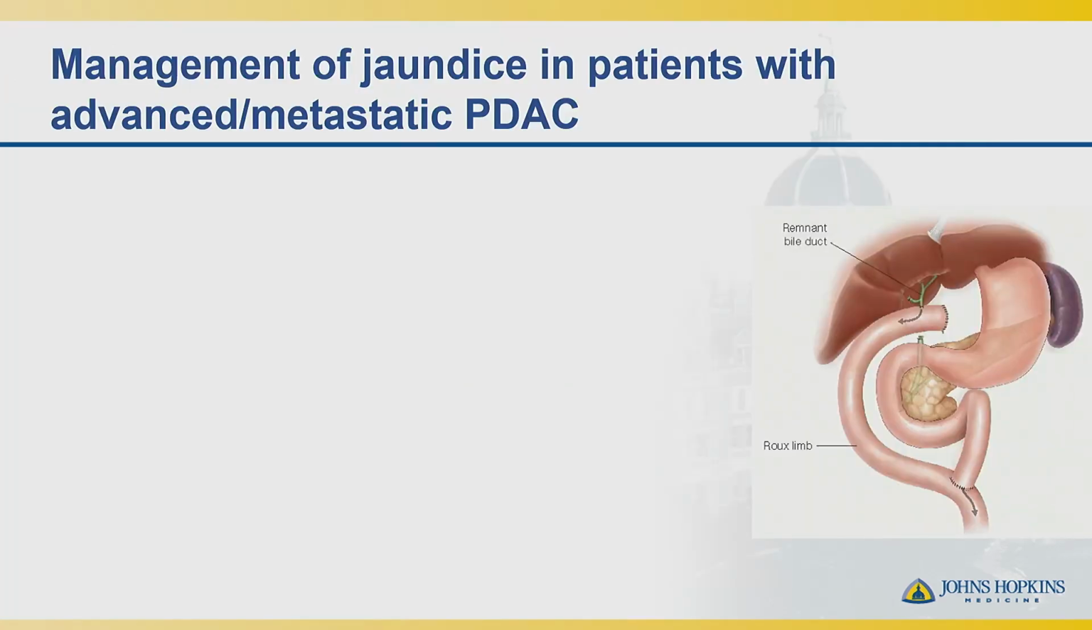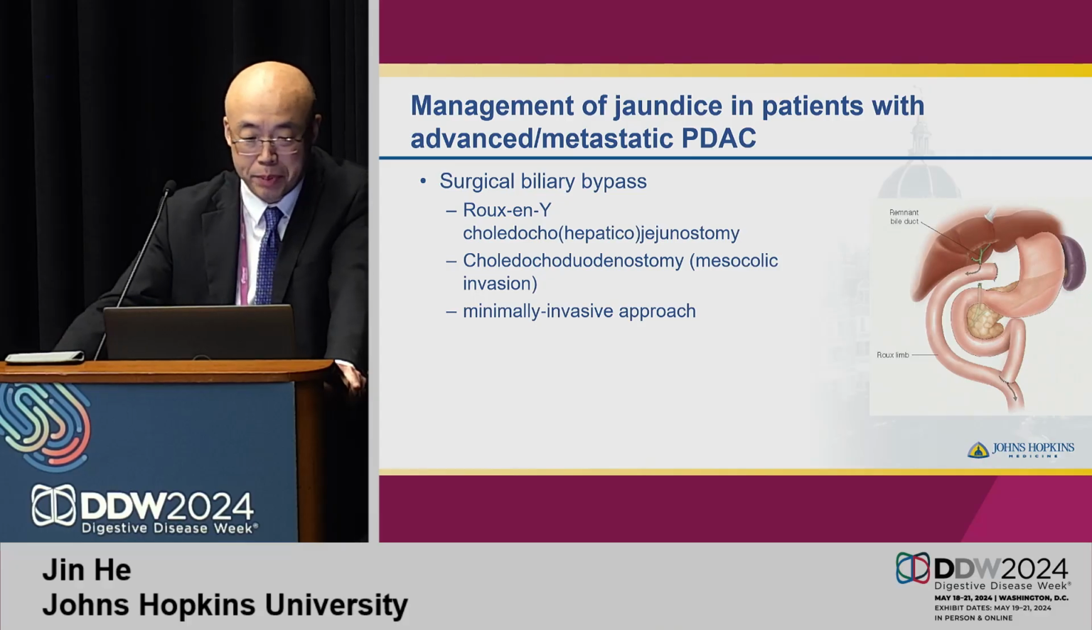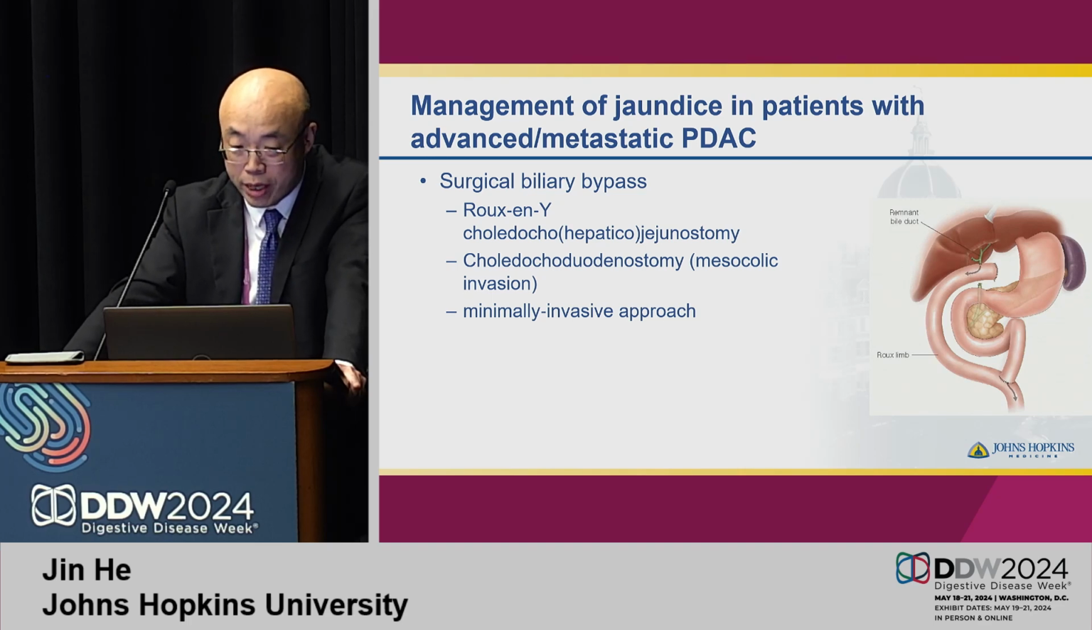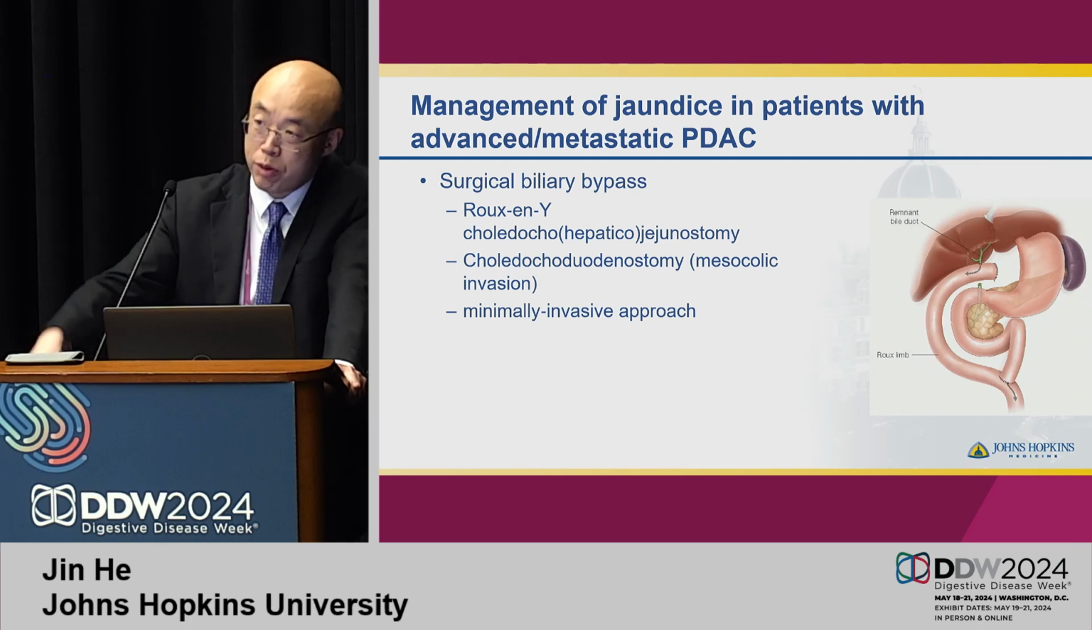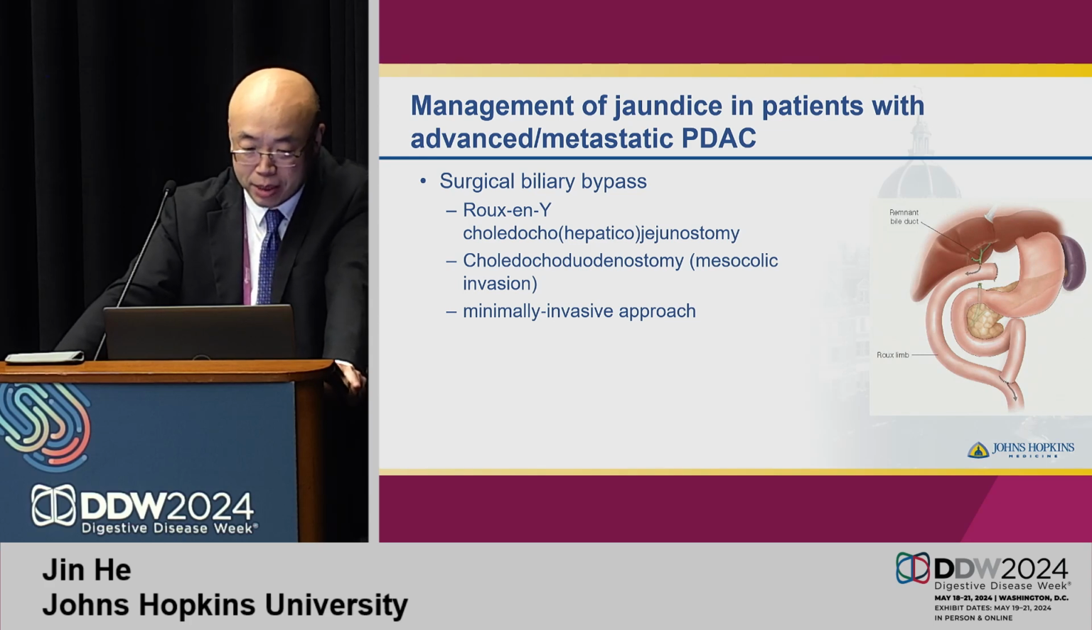Now, switching gears a little bit, looking at malignant bile duct obstruction. There are many different approaches. From a surgery perspective, you can do a Roux-en-Y choledochal or hepaticojejunostomy. You can also consider, for those patients with an extremely short mesentery, a choledochoduodenostomy.